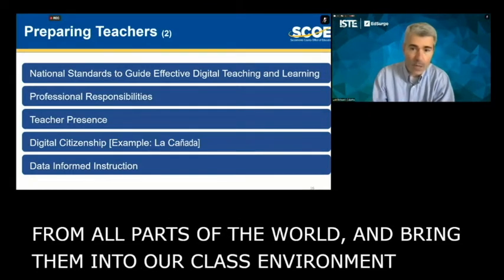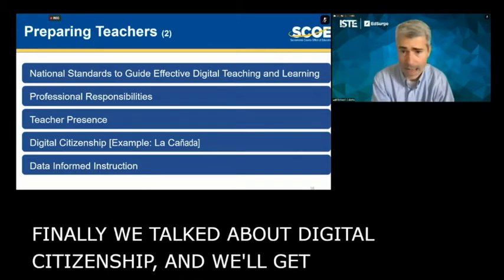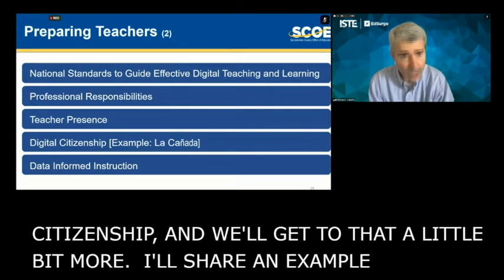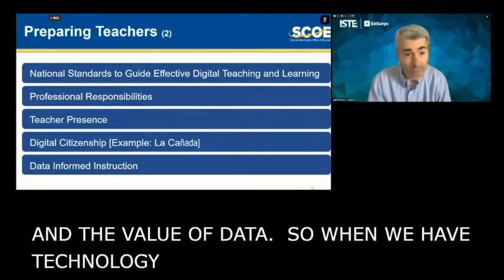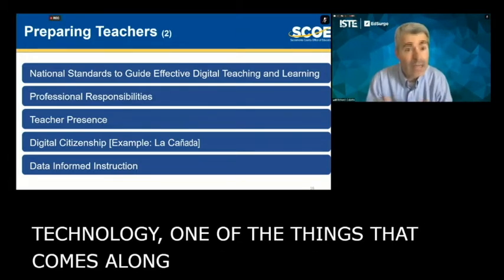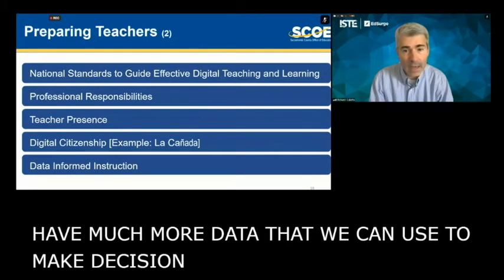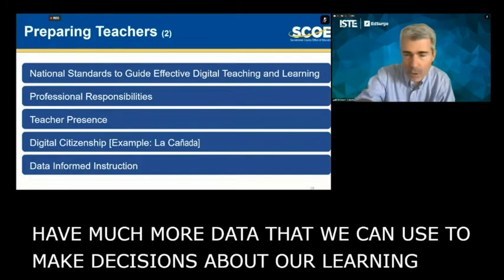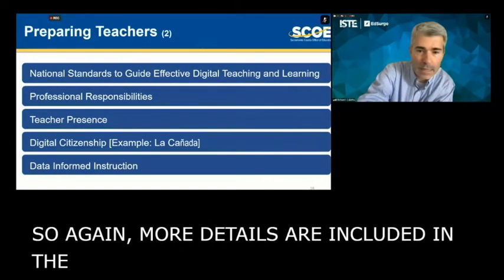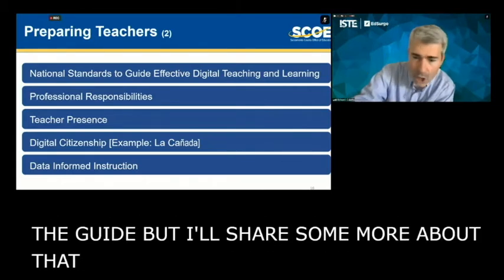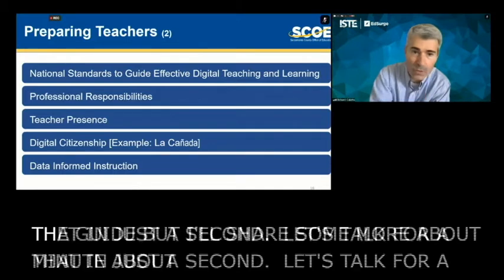And then finally, we talk about digital citizenship, and we'll get to that a little bit more. I'll share an example of that and the value of data. So when we have technology, one of the things that comes along with that is the ability to have much more data that we can use to make decisions about our learning. And so again, more details are included in the guide, but I'll share some more about that in just a second. Let's talk for a minute about the first part, which are our national standards.